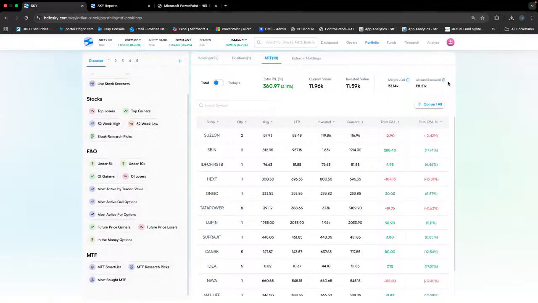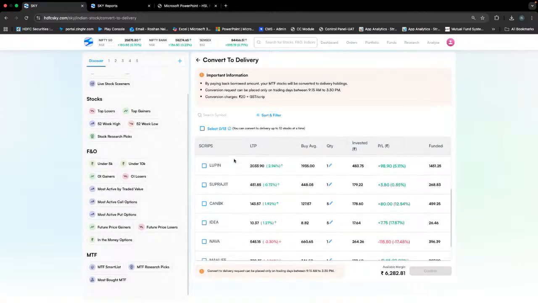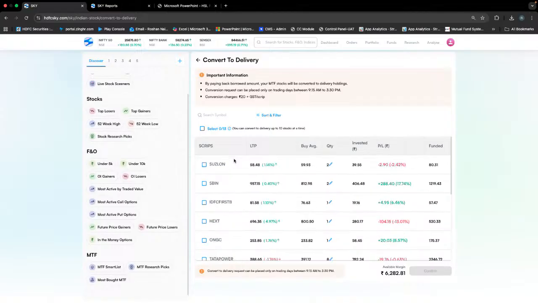Let's say you have it in MTF, but you want to convert the scrip. You think, I don't want to pay interest anymore, I have enough cash at this point, I want to hold it in my holdings. So you have the option to convert. You can click on convert, select whichever you want, and convert it to holdings. That facility is also there. So once you buy in MTF and decide to change it back, you can obviously change it back.